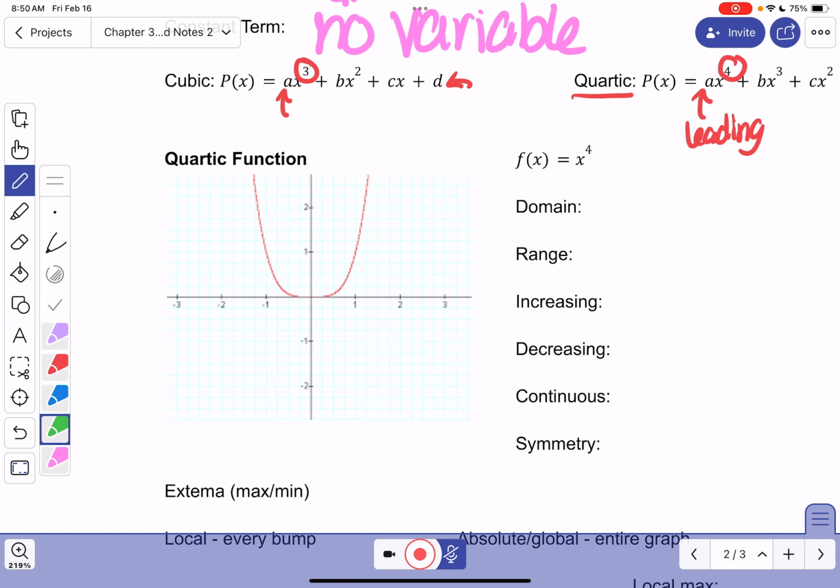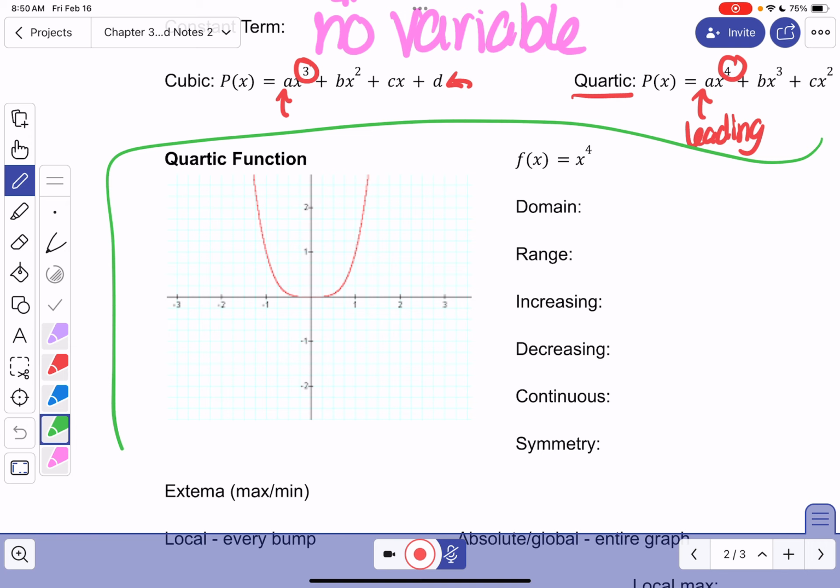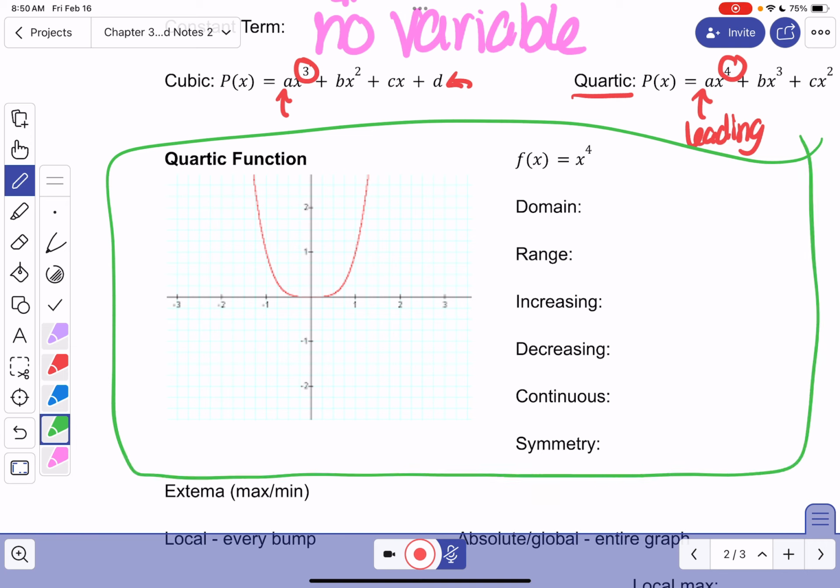We have another function capsule here, so this can go on your paper if you want. Quartic function, f of x equals x to the 4th. Now, if it's not the parent function, if it has other terms, it could end up looking like this. But the parent function flattens out.